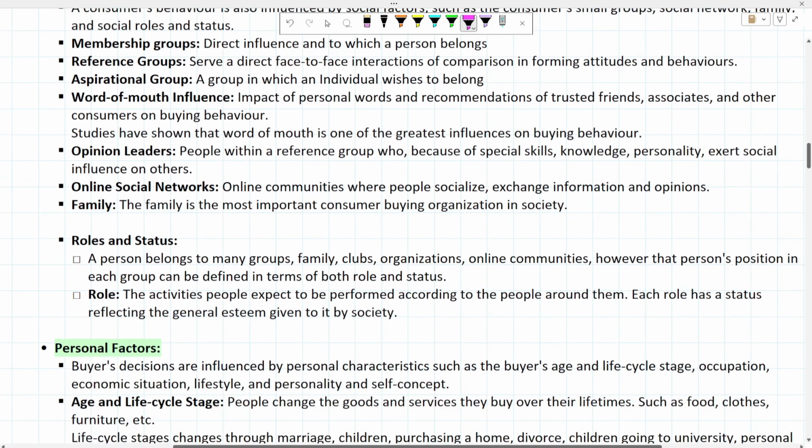Roles and status. A person belongs to many groups: families, clubs, organizations, online communities. However, that person's position in each group can be defined in terms of both role and status. Everyone has a role and status in any group. Let's say in a family, if you're the son, you have less of a role, since you don't take care of the house bills or many of the things that your dad or mom would do. Role is the activities people are expected to perform according to the people around them. Each role has a status reflecting the general esteem given to it by society.